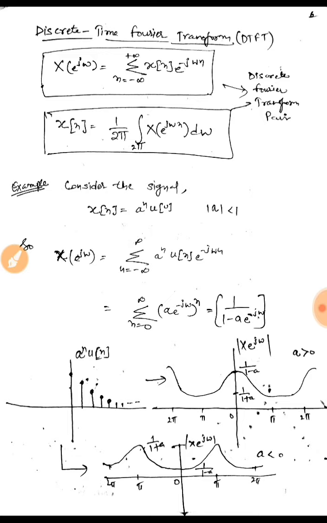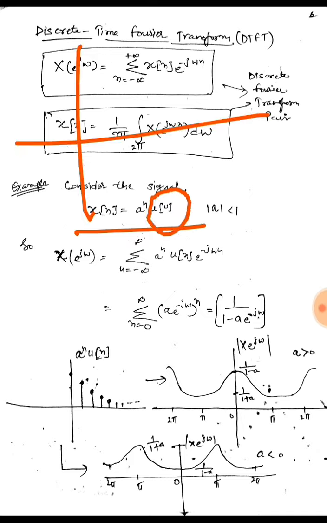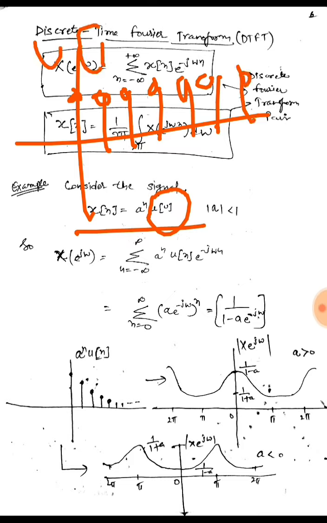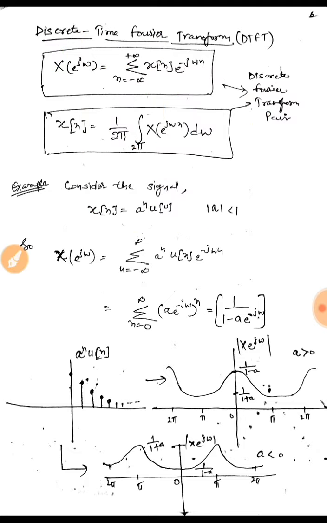Okay, now let's try to understand it using an example in which we are given a discrete time signal x[n] whose value is a raised to power n times u[n]. As you can see here, we have u[n], which is a unit step signal in discrete time domain, which can be given as this one. In discrete domain, the unit step is represented as this one, and with that we have a^n. So we have a^n u[n].